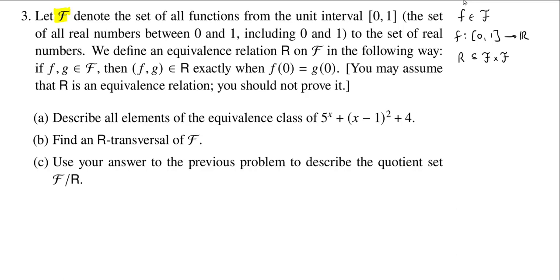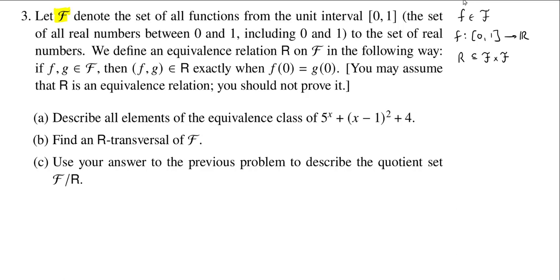So they have the same value when you put 0 into the function. And there's a little parenthetical here telling us we can assume that R is an equivalence relation. You should not prove it. Hopefully on the quiz you read that and you didn't spend your time trying to prove that R is an equivalence relation. All right, now let's go to the first problem.